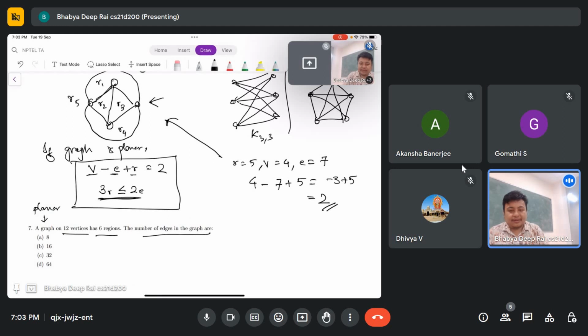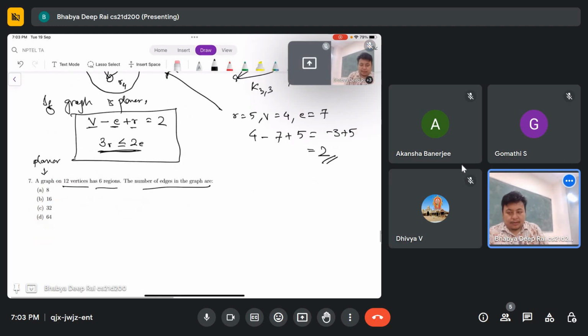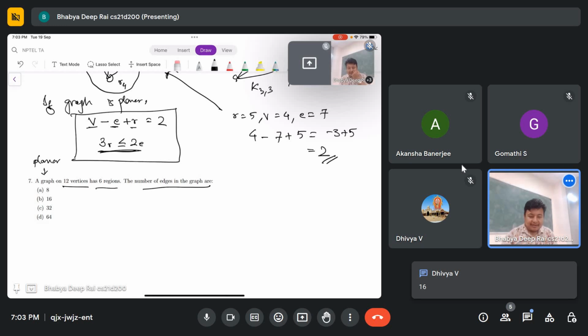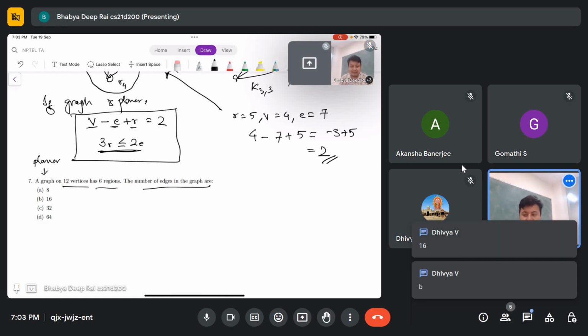This is B. Planar graph on 12 vertices and 6 regions. This is a direct application of these formulas. The answer is 16, which is B.